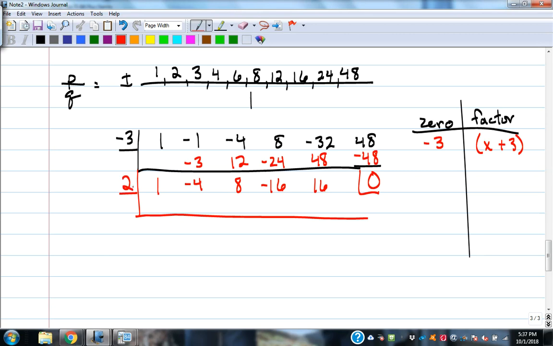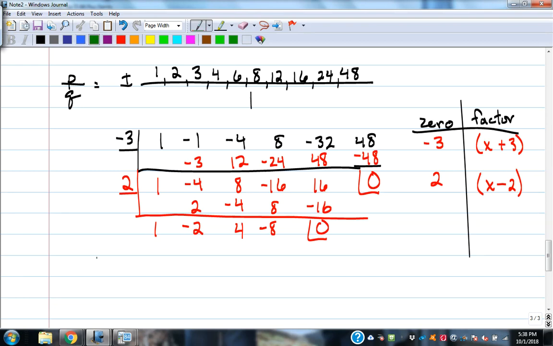So I'm going to put a +2 on the shelf because that's where it's touching the x-axis, +2. Then drop the 1 down and go from there. -2, 4, 8. What do you know? I got a 0 in the remainder. So that means 2 is a 0. The factor that goes with 2 would be x minus 2.